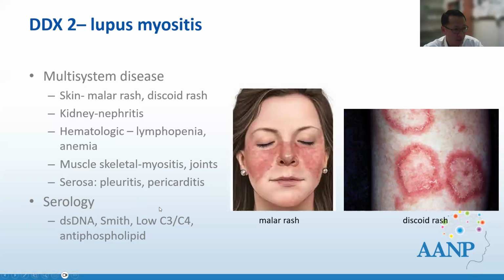And serologically, nearly all of them are positive for ANA. And then the more specific markers are double-strand DNA or Smith antibody, and they typically have low C3 and C4. So clinically, they're quite different.